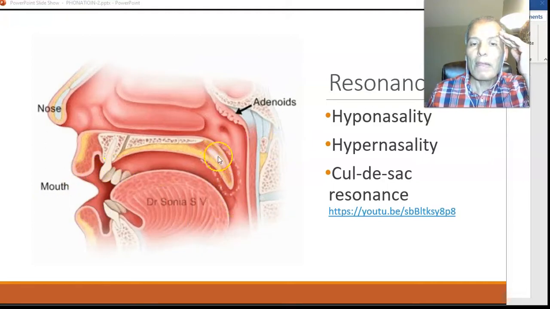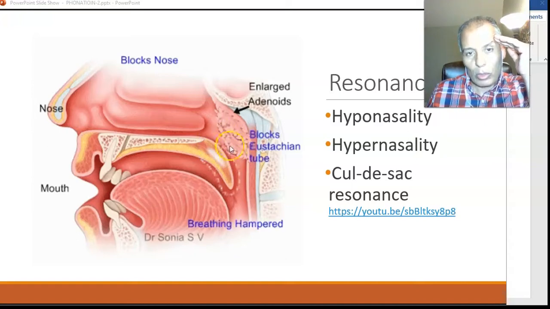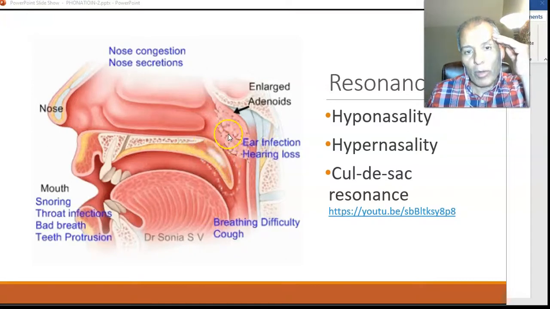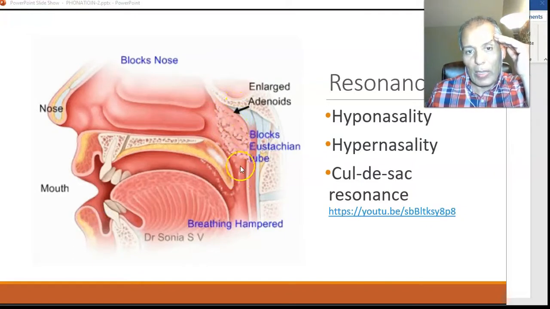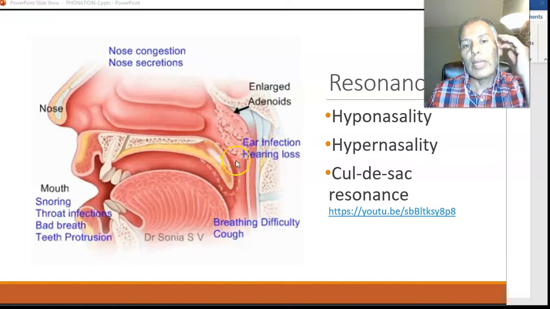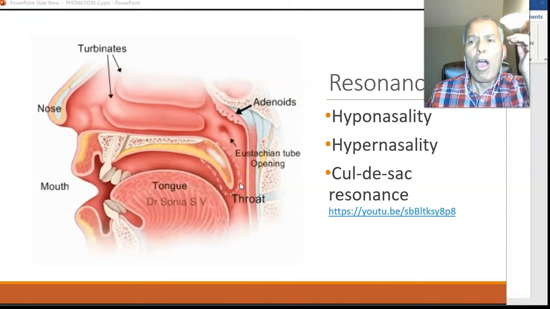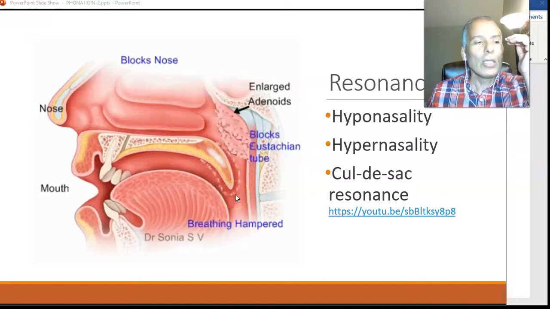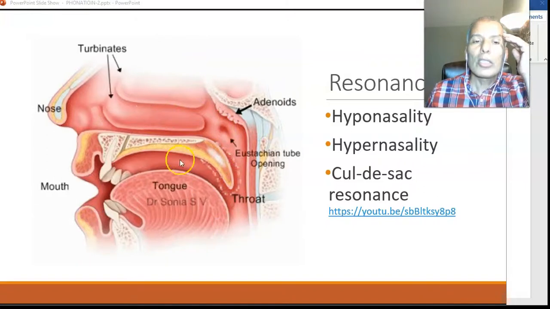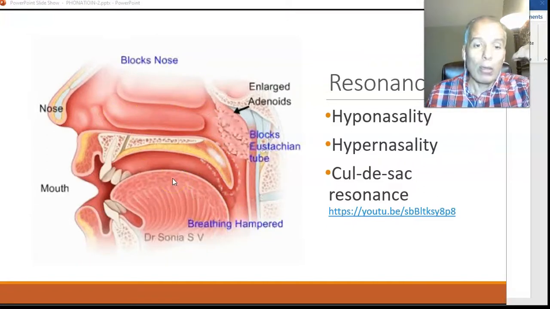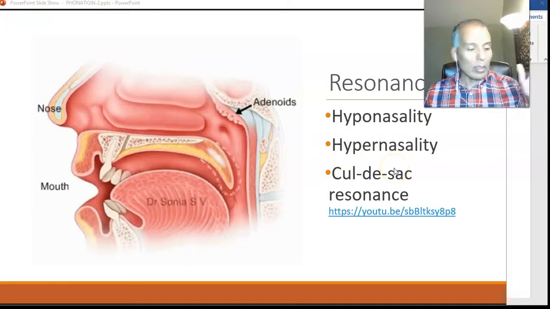If the velum fails to close, or the velum is functional but there's a big gap here for some reason, that is going to mean that air is going to escape when it shall not. If you say, ah, so air escapes during the production of oral sounds. That is hypernasality. It can be tested easily.